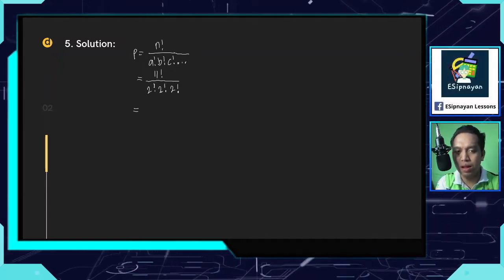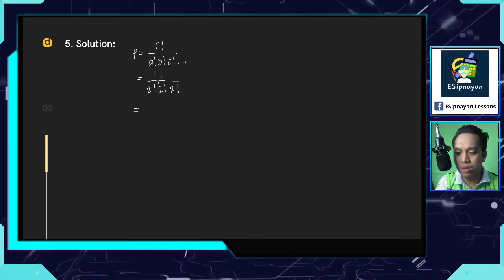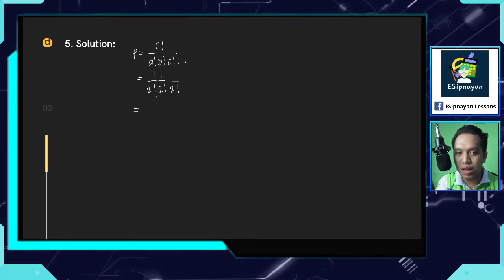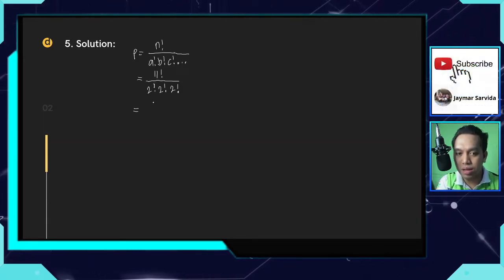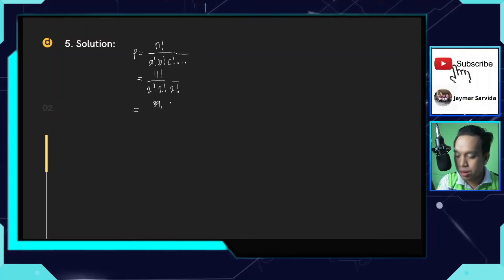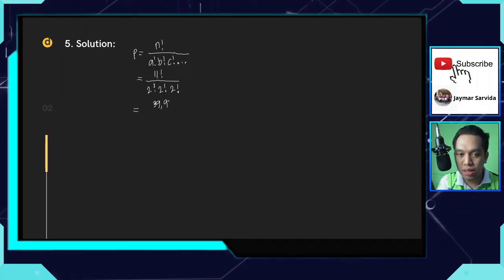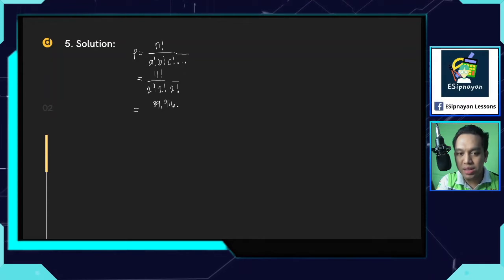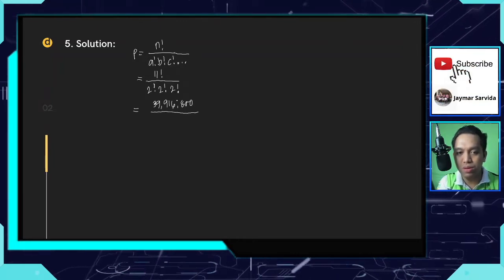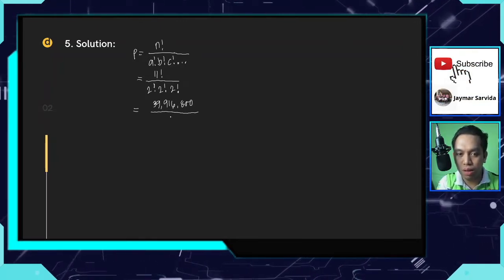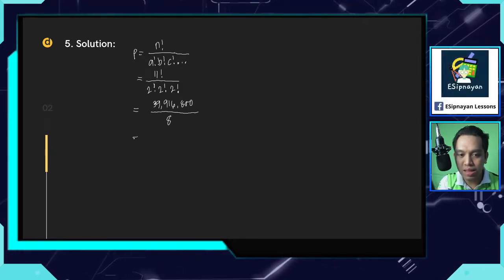So, gumamit na tayo ng calculator para malaman kung ano yung value ni 11 factorial. And that is 39 million using calculator. The value of 11 factorial is 39,916,800. Next is, yung ating 2 factorial naman is 2. So, dalawang 2 ito, 2 times 2 times 2 times 2. So, that is equal to 8. So, i-divide lang natin yan sa 8.